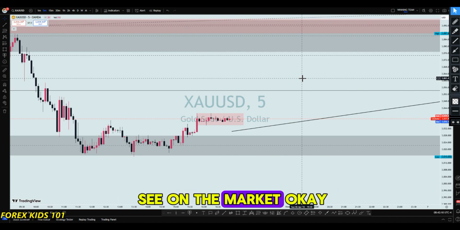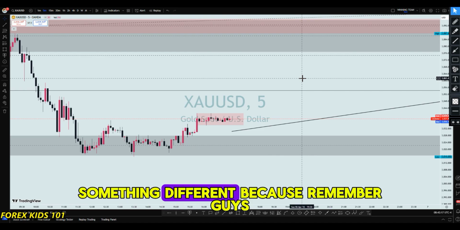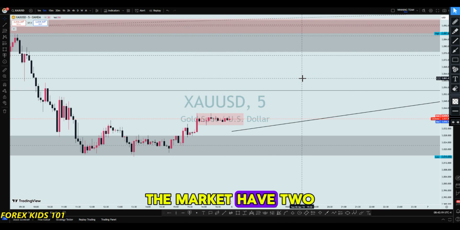and I hope this clears a lot of misunderstanding of what I see on the market. I know you might see it differently. We have a different approach to the market. You might be seeing something different because remember, guys, the market has two sides: those who are looking for buys and those who are looking for sells. One of those parties is going to be losing and one is going to be making money, or we can still have both parties making money, all of us, based on where we entered and where we exited.